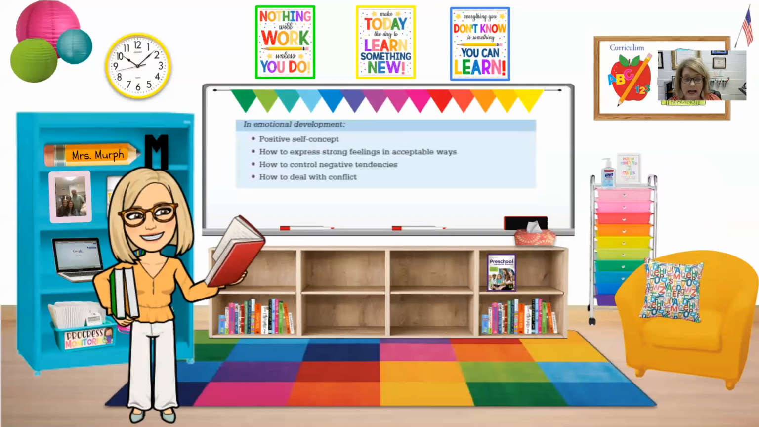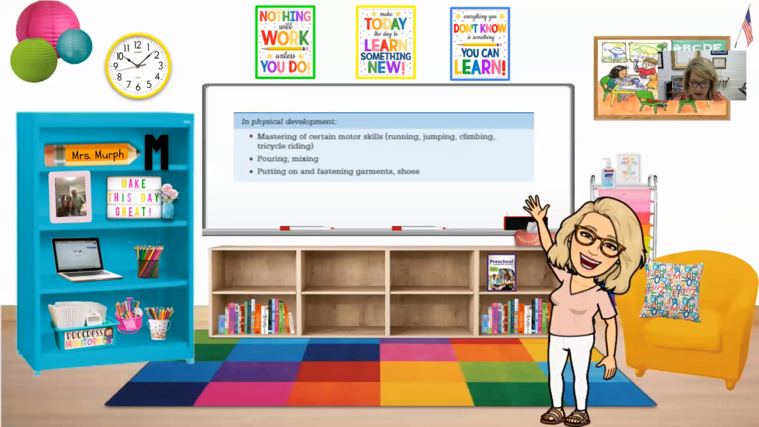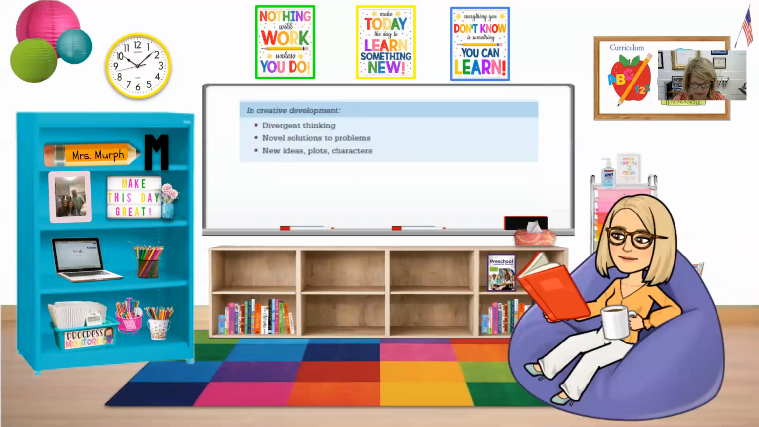In emotional development, they learn how to express their feelings, especially those really strong feelings they have, in acceptable ways, which in essence teaches them how to control unacceptable behaviors, and then how to deal with conflict. In physical development, they're going to be putting on and fastening garments, like during dress up, tying shoes perhaps, and using other motor skills, both fine motor skills as well as some gross motor skills. And in creative development, they're going to be getting new ideas and coming up with solutions to solve problems they have. So many things take place in that dramatic play area.